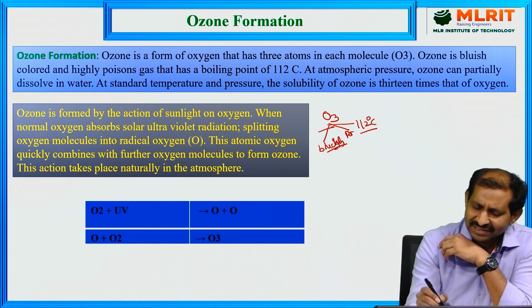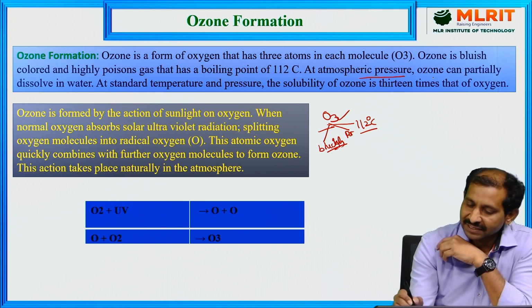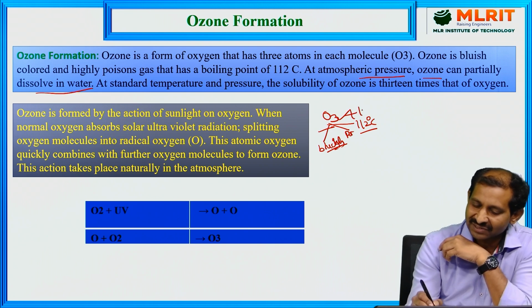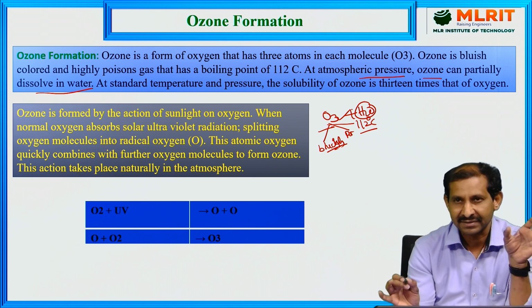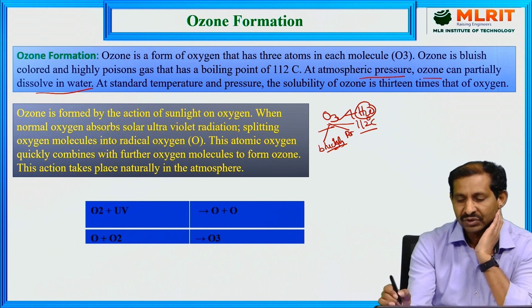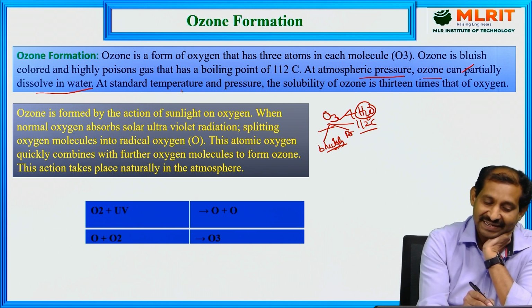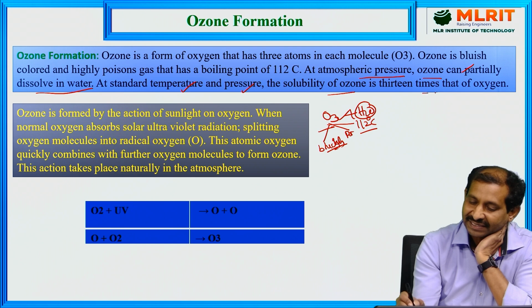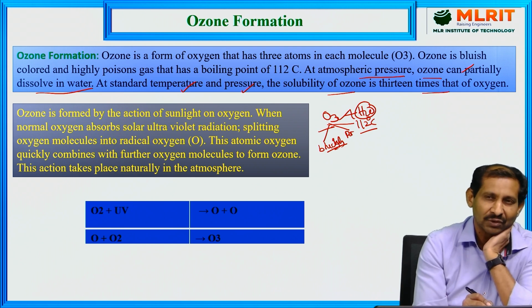At atmospheric pressure, normal pressure conditions, ozone can partially dissolve in water, though the amount dissolved is very less. At standard temperature and pressure conditions, the solubility of ozone is 13 times that of oxygen. Okay, now coming to how ozone is formed.